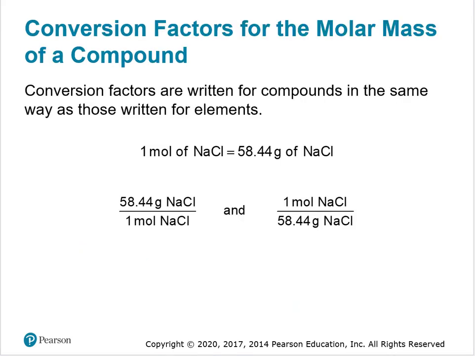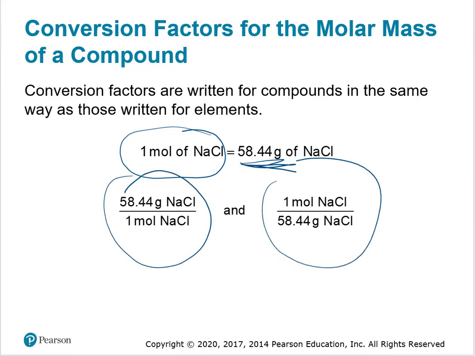Conversion factors are written for compounds in the same way as they are written for elements. We would say that 1 mole of sodium chloride has a mass of 58.44 grams of sodium chloride. We can write the conversion factors the same way. We can say that 1 mole of sodium chloride on the bottom is equal to 58.44 grams. And again, we found that by adding 1 Na and 1 Cl together. We can flip-flop that and say, well, 1 mole of NaCl has 58.44 grams.